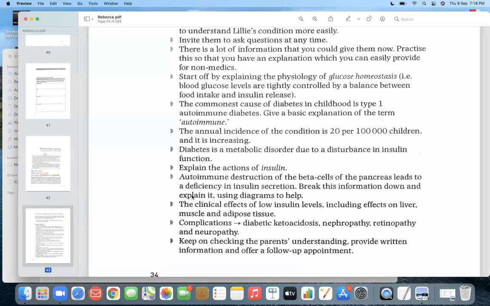Break this information down and explain it using a diagram to help. Explain the clinical effects of low insulin levels, including the effects on liver, muscle, and adipose tissue. Complications: diabetic ketoacidosis, nephropathy, retinopathy, and neuropathy. Keep checking the parents' understanding, provide written information, and offer a follow-up appointment. This is your task, and I will give you 2 to 3 minutes from now.